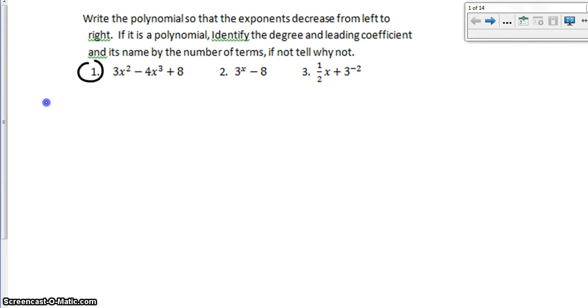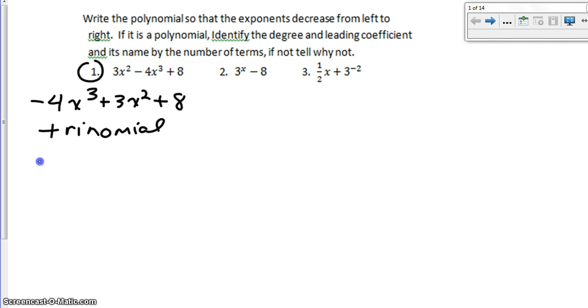Notice it's not in standard form. Standard form for this would be negative 4x cubed plus 3x squared plus 8. Since all of the exponents for the variable terms are positive, this is a polynomial. Since there are 3 terms, it is called a trinomial. The lead coefficient is negative 4. And the degree, well, this is 3, 2, 0, so this is a degree of 3.